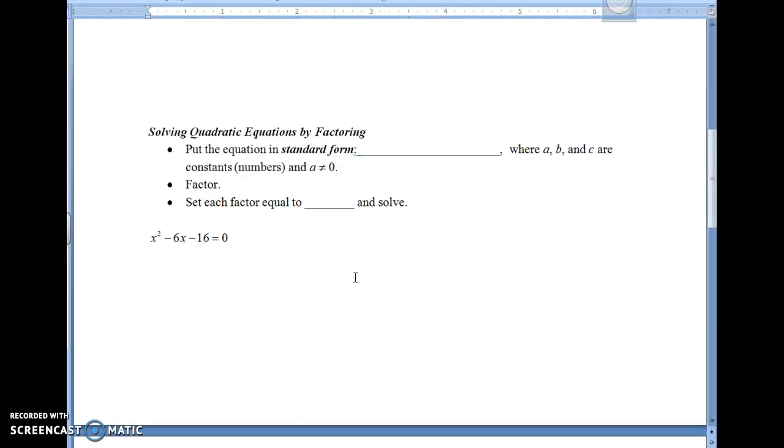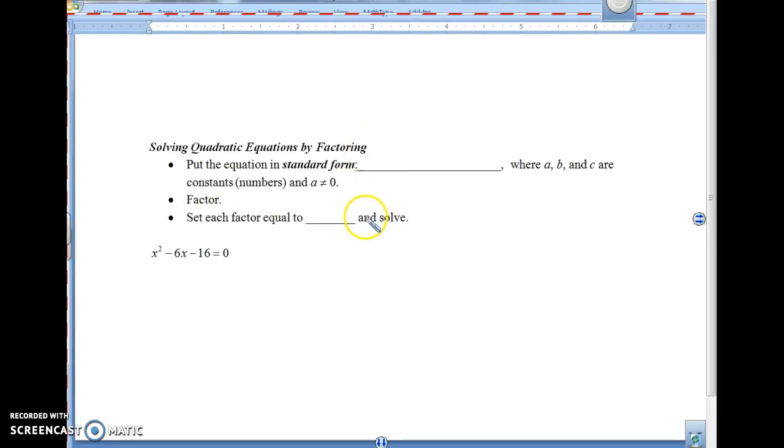All right, now let's try solving quadratic equations by factoring. These are usually when we run into trinomials.